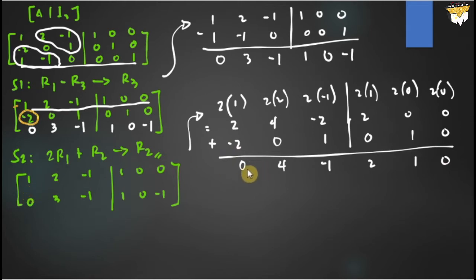So, palitan natin. Ano ipapalit natin? Yung nakuha natin dito. Okay? So, we have 0. We have 4. We have negative 1. Positive 2. Positive 1. And 0. So, ito na ngayon yung result when we multiply row 1 by 2 and add it to row 2. Pinalitan natin ngayon si row 2. Okay? So, ito na yon.